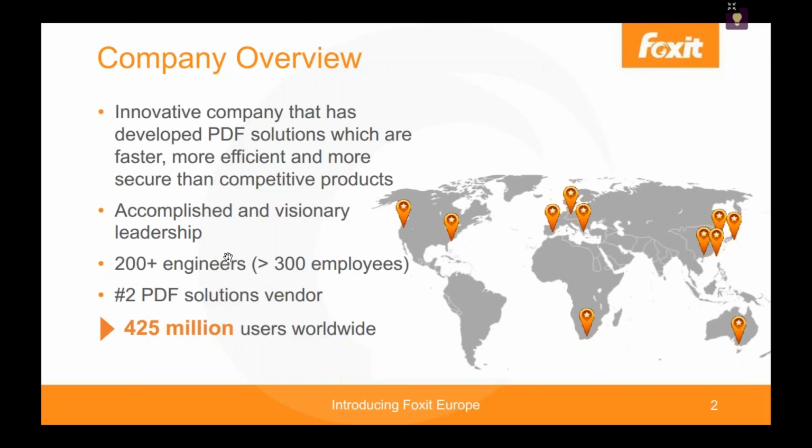From the company size, it's 200 engineers, so we have really 200 and more engineers who work on PDF, who have PDF know-how, who are PDF experts, and all in all, including marketing, sales, administration, Foxit is over 300 employees, which makes us the number 2 PDF solution vendor. Obviously Adobe is number 1, but I think we're a good challenger. We have interesting alternative products, alternative PDF solutions.